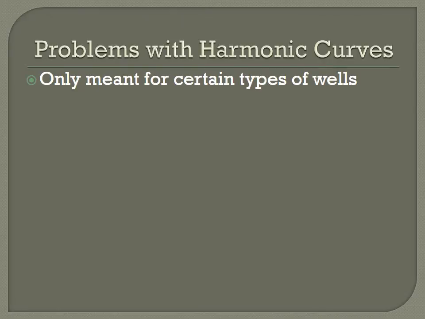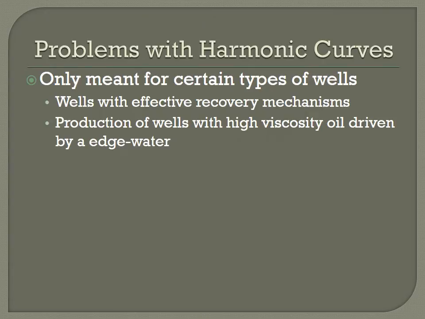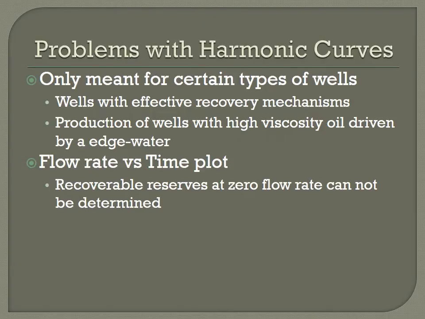Harmonic decline curves are the least used among the three types of ARPS curves because the conditions in which it can be used are less common. Some types of wells that harmonic curves can be used on are wells with effective recovery mechanisms, such as wells with gravity drainage. Harmonic curve is also a good fit in production of high viscosity oil wells driven by edge water. In the flow rate versus time plot, the lower part of the curve becomes flat and shows almost no decline or slope change. This means that recoverable reserves at a zero flow rate cannot be determined from the graph.